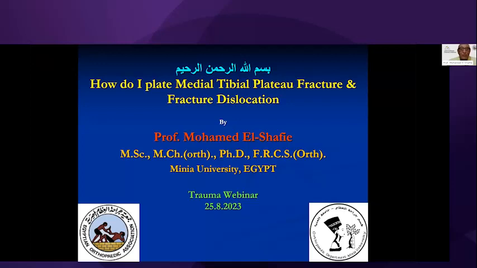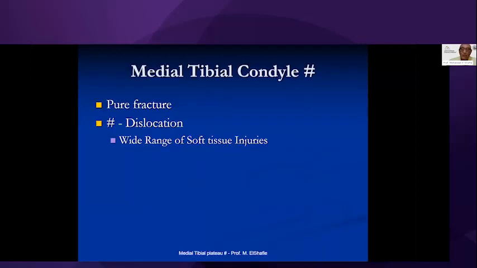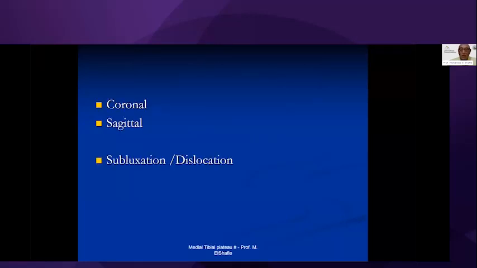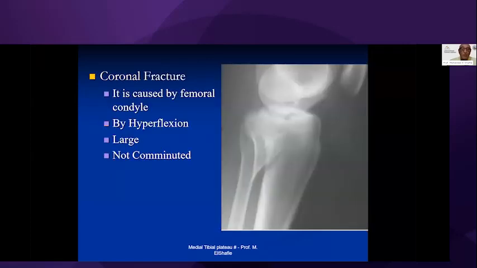I would like to talk about a medial tibial plateau or medial tibial condyle fracture, which used to confuse me in the past. Why is it different, why is it not very clear, why is it not behaving consistently? Is it a pure fracture or a fracture dislocation? There is a wide range of soft tissue injuries associated with it. But I figured out that it is either a coronal or sagittal fracture. Either should be regarded as subluxation or dislocation until proved otherwise.